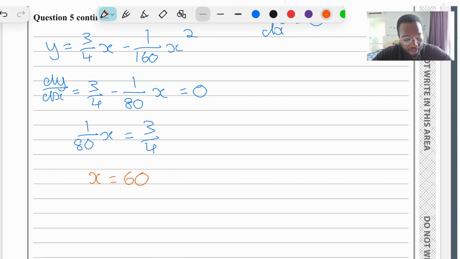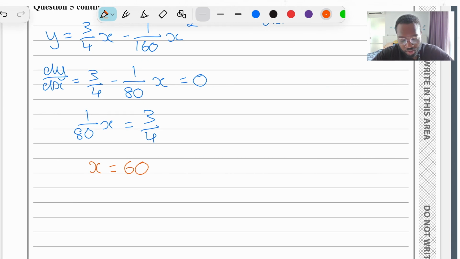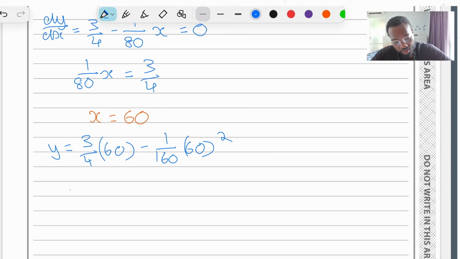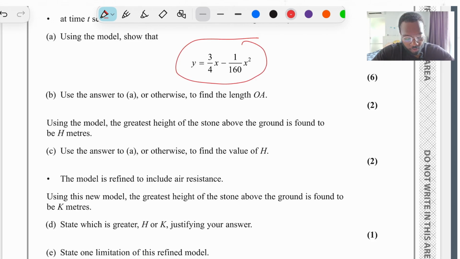So anyway, we work out x. Now we just plug in that value of x into the equation, and that will give us the greatest height. So if we do that, we get y is 3 over 4 times 60 minus 1 over 160 times 60 squared. Use your calculator for all of this. If you put that into your calculator, you would get 45 over 2, which is 22.5 meters. So we know that vertically, the greatest height is 22.5 meters. Okay, and we've got that for part D.